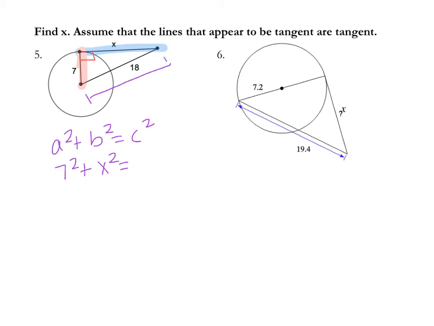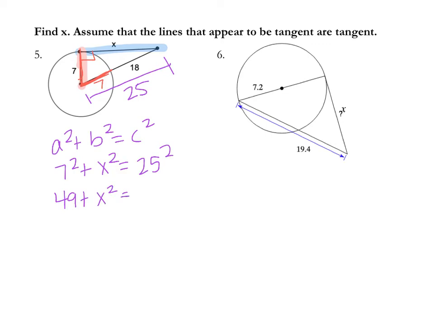But that 18 is not measuring the whole side. We need to figure out what that whole side is. So again, it's filling in that this missing piece is a radius, and that's a radius. So that's going to be 7. And then that 7 plus 18 gives me that whole side's 25. So this is going to be 25 squared. And then we're just going to work out the Pythagorean theorem here.